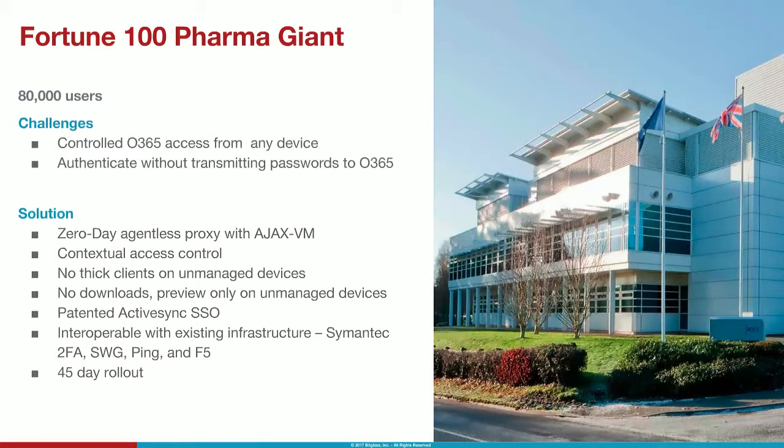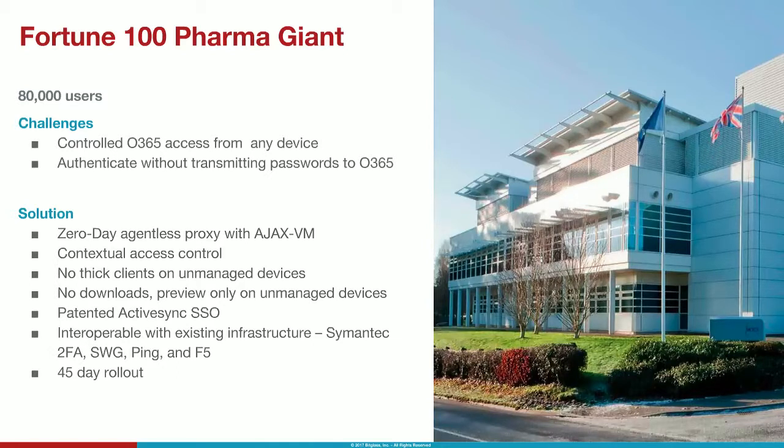So, from a perspective of some example use cases here, we have this Fortune 100 pharmaceutical company, 80,000 users. Basically, what they were trying to do when they first talked to us was roll out Office 365. They had concerns over unmanaged device access, and they wanted to be a bit more permissive in their environment. They wanted to allow people to actually access Office 365, but control it.